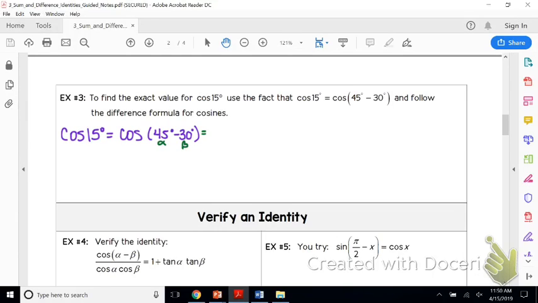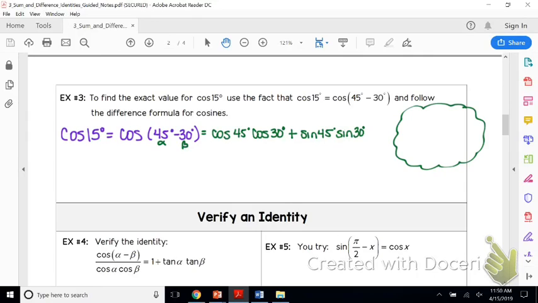So for cosines, we know it's going to be cosine of our alpha, which is 45 degrees, cosine of our beta, which is 30 degrees. It's a difference, so we're going to put plus, because remember cosine is the opposite. Sine of alpha, so sine of 45 degrees. And then sine of beta, so we're going to put sine of 30 degrees. Now the reason we'd want to use this is because we know ordered pairs for 45 degrees and 30 degrees, correct? So let's go to our unit circle, and let's go get those ordered pairs.